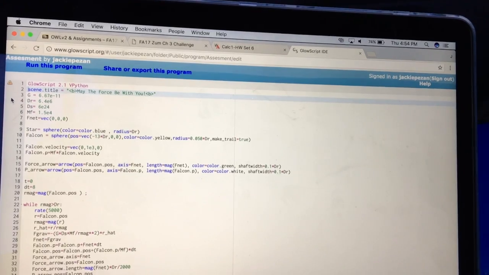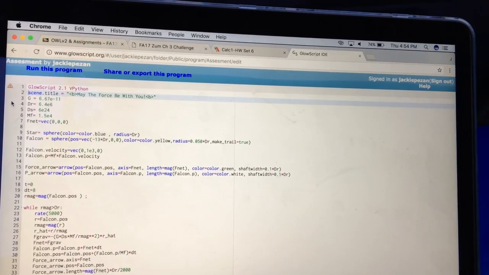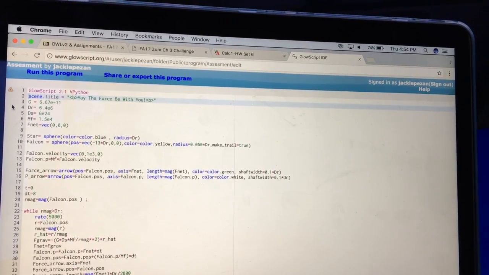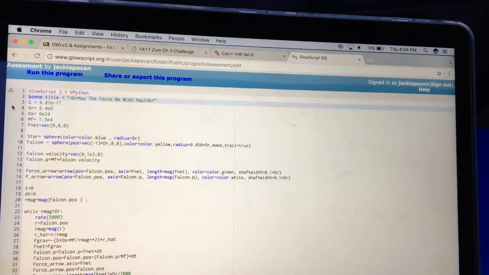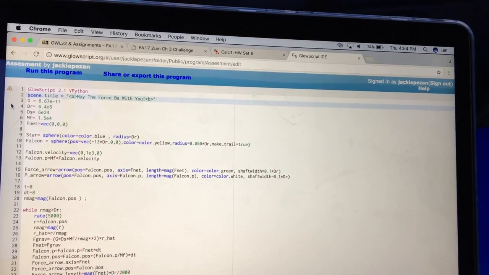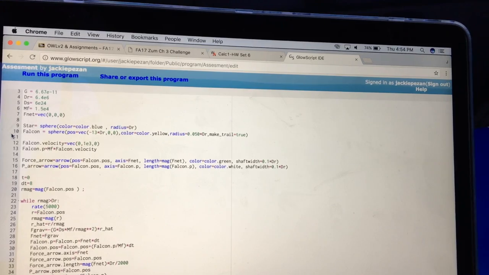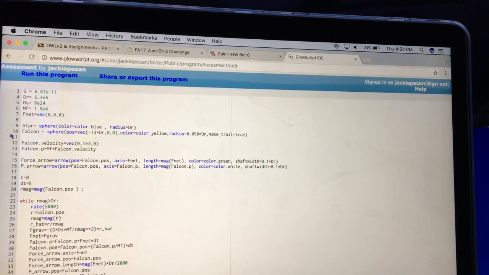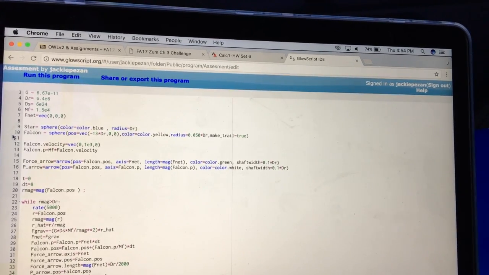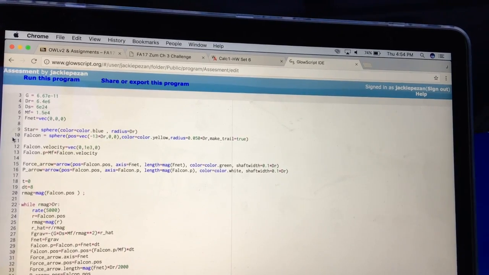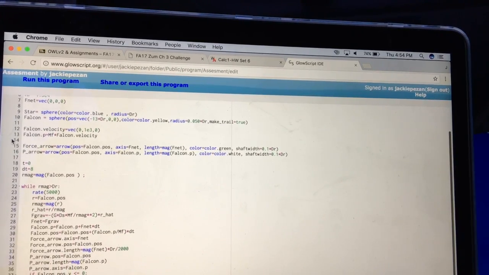In line 4, we have dr, which is our Death Star radius in meters. ds, the next line, is Death Star mass in kilograms. mf, the next line, is Millennium Falcon mass in kilograms. And then our force net vector at our original position is 0, 0. In line 10, you can see that's our position vector for the Falcon. That's our initial position that the Falcon is at.